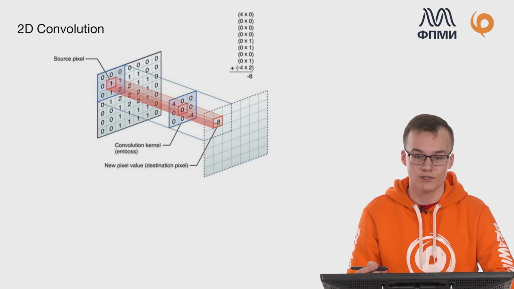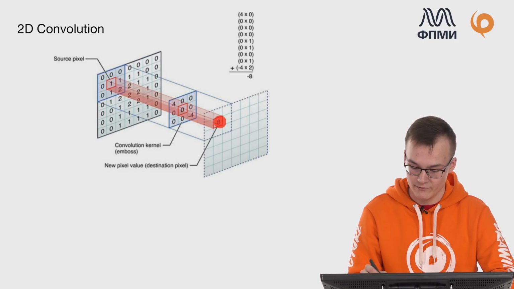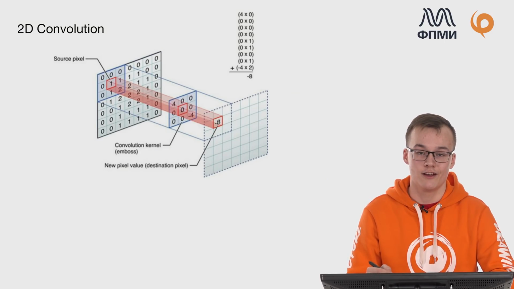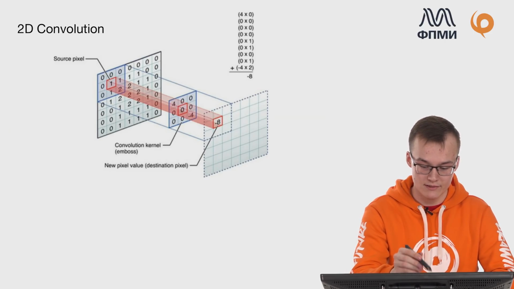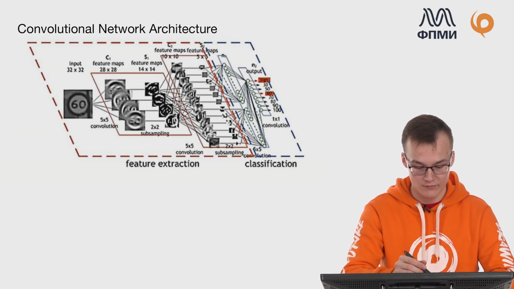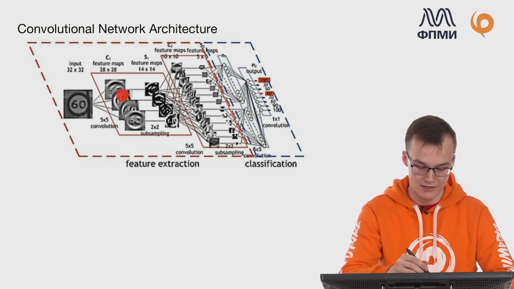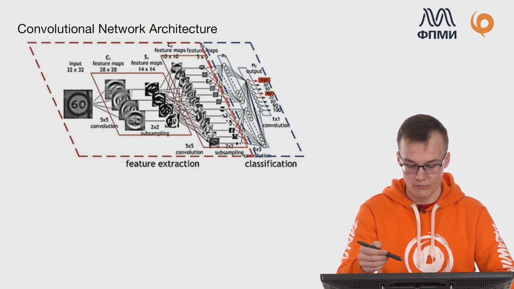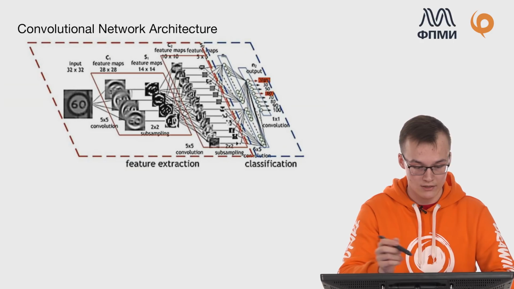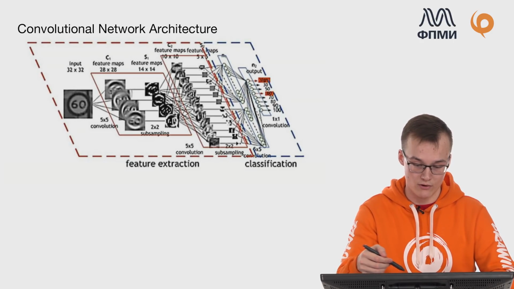At parts where the value of convolution is the biggest, the matching of our image and our pattern is the best. And using such patterns, collecting them, I would even say building them through gradient descent, we can form convolutional neural networks. This is the simplest example of convolutional network architecture.